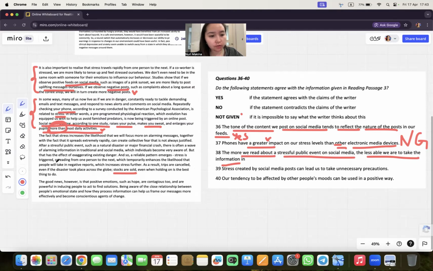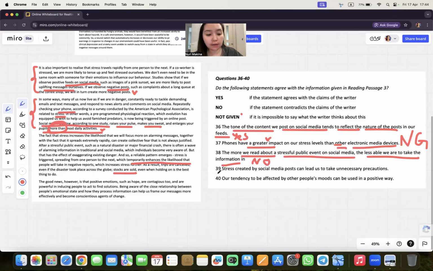Okay, so stress is triggered spreading from one person to the next, which temporarily enhances the likelihood that people will take in negative reports. So no, it completely contradicts, disagrees. So the answer is going to be no. We don't have that, okay?